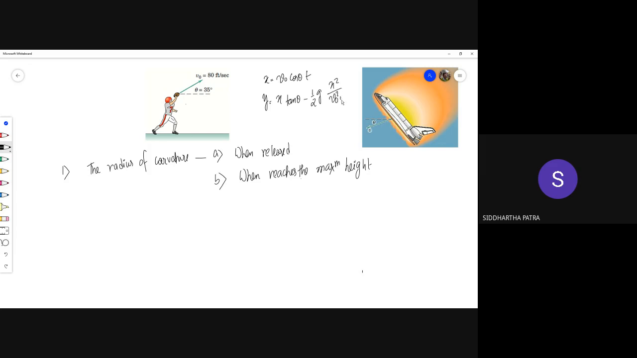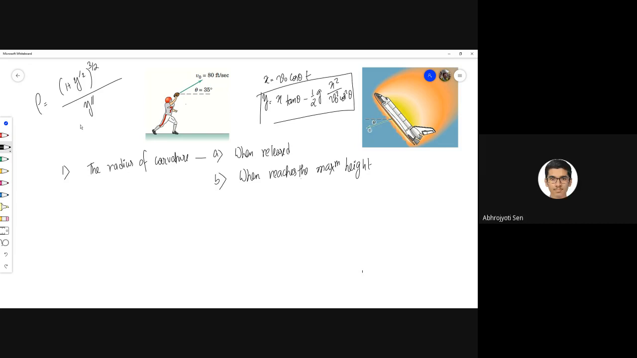Okay, and then there is 1 by 2 g t squared, but you can do this as x squared by v0 squared cos squared theta. So basically you can exploit this equation to get the radius of curvature, the expression for radius of curvature being 1 plus y prime squared to the power 3 by 2, and then y double prime. Okay, this is what you want to do, right?